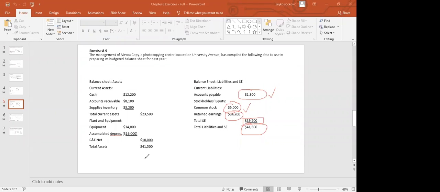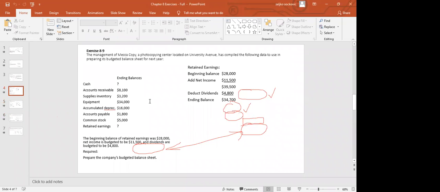So now that we know our total liabilities and stockholders' equity is 41,500, we will know that our total assets are also 41,500. They must be equal, right? And then we say, okay, what are the numbers? Let me see, what's this next slide? That's a new problem. Okay, what are the numbers? Well, the numbers here are on the previous slide. Accounts receivable 810.